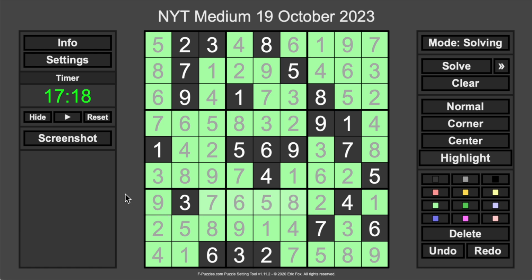This is not a personal best. I missed that by about a minute and a half, but this is not a bad time. And yes, I did get all highlighted.